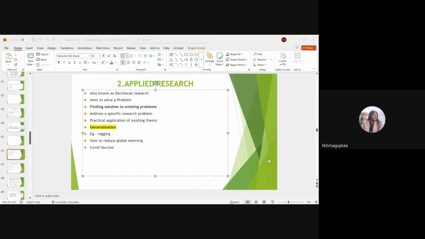Certain examples will include how to reduce global warming. For example, if we are able to find a solution for how to reduce global warming, let's say that solution is planting more trees. That is generalized and can be used all over the world to reduce global warming. And next, another example is the COVID vaccine.